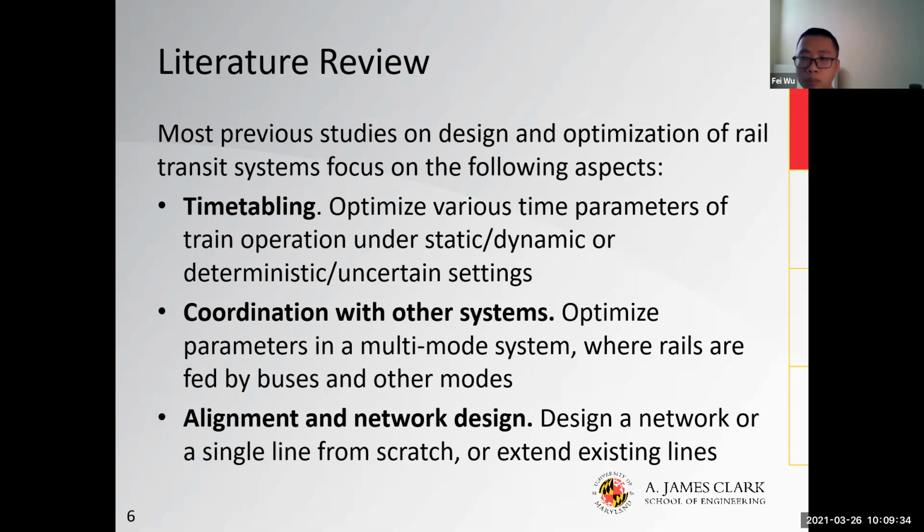As we reviewed the previous literature, we found that most previous studies on the design and optimization of rail transit systems are focusing on timetabling, coordination with other systems like feeder buses, and the alignment and network design. So our scope of study is most relevant to the third one, which is the design of a network.